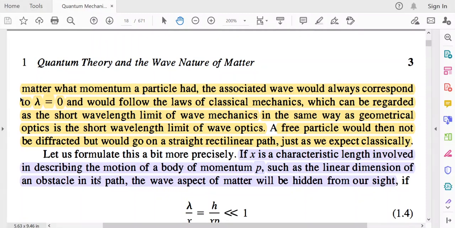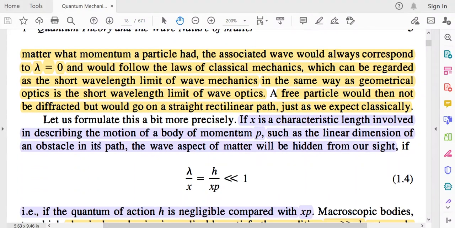Similarly, here lambda equal to 0, that is, when the value of h can be neglected, in that case lambda equals 0. That means in that case the laws of classical mechanics will hold. Thus lambda equal to 0 is the short wavelength limit of wave mechanics, similar to geometrical optics being the short wavelength limit of wave optics. Now I will discuss when the value of h can be neglected.